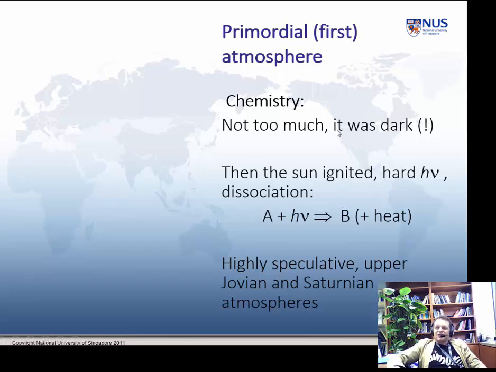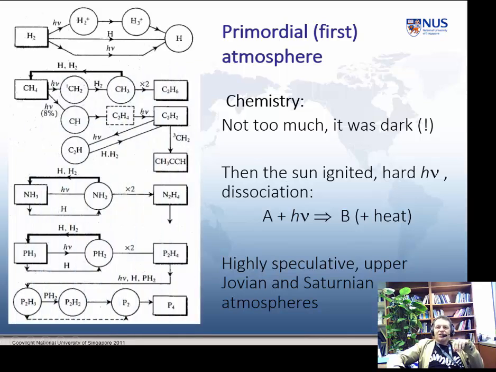Before that event, it was in darkness. There wasn't too much chemistry. After it lit, basically electromagnetic radiation is energy. This is h nu, a photon of energy, and molecules can absorb under certain circumstances that energy, and then you get chemical reactions occurring. Now, what I'm about to show you is highly speculative, and it's based on the upper Jovian and Saturnian atmospheres that we currently have in our solar system.